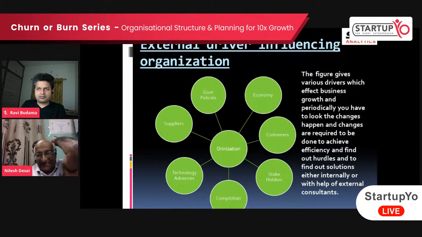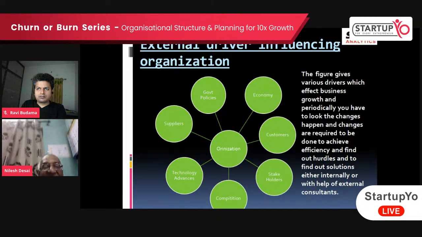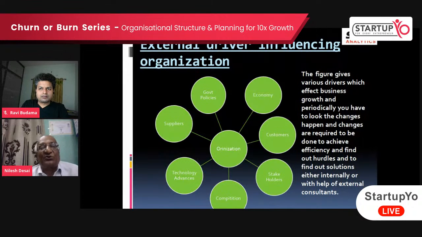Then there are external drivers influencing the organization. There are a few drivers which shape your decisions. It will be government policy, economy, customers, stakeholders, competition, technology advances, suppliers. These are a few of the external drivers which influence your organizational structure. See, now we had Corona, so the economy has gone down, and the government came out with various policies that are affecting your performance in that particular time, and you will have to look into that considering your long term goal.